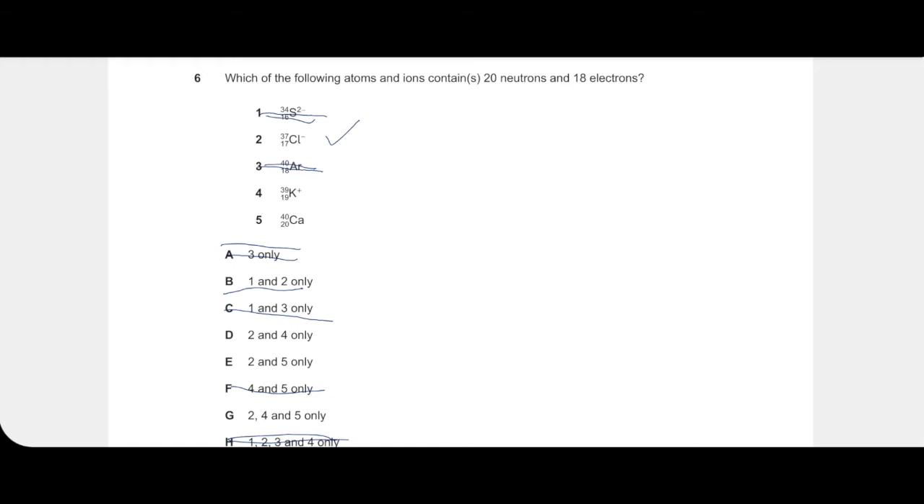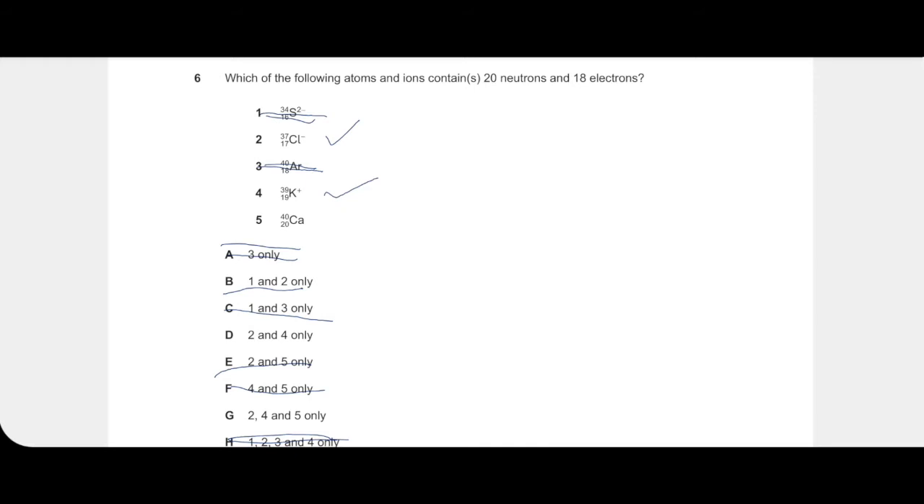Now, let's move on to atom/ion number 4. Number 4 is an ion. To work out the number of neutrons, it's going to be 39 minus 19, which is equal to 20 neutrons. And to work out the number of electrons, we need to use 19 minus 1, which is equal to 18. The reason why I minused 1 is because it's a positive charge: an electron has been removed from the atom, making it a positive charge. Are there 20 neutrons and 18 electrons in this ion? Yes, there are. So anything with number 4 is correct. So we can eliminate E.